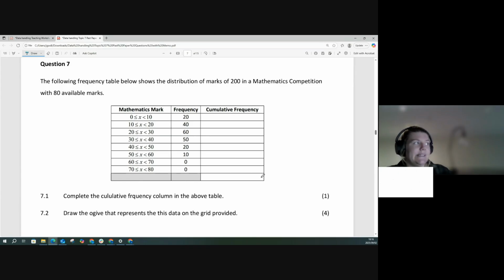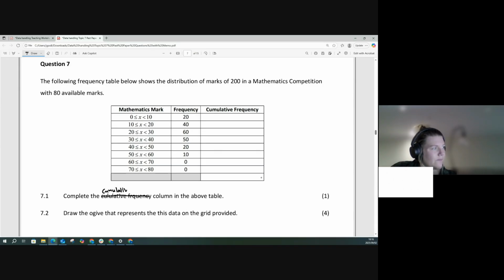The following frequency table below shows the distribution of marks of 200 in a mathematics competition with 80 marks available. First step. There are so many spelling errors here. I'm going to just fix those for you quickly. First step, complete the cumulative frequency column. So that is this one over here. And then we're going to draw the ogive.